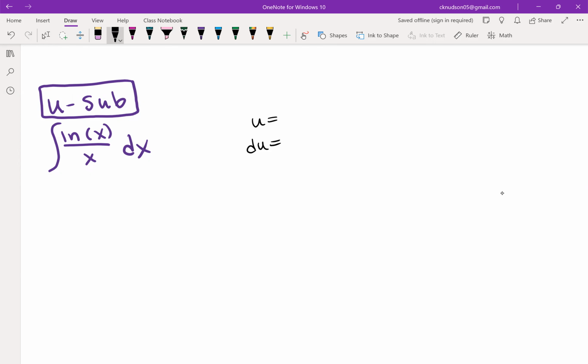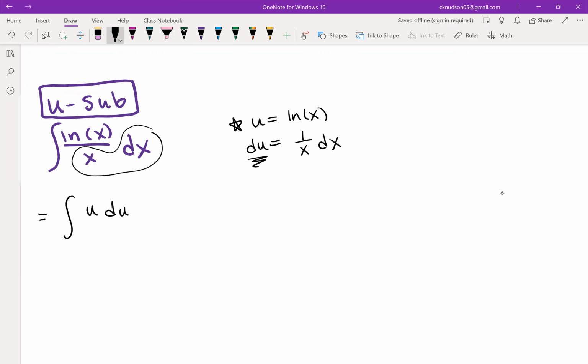So U-substitution is undoing the chain rule. So we need to find a convenient u, and we're going to try natural log of x. So du is then 1 over x dx. So this integral is equal to, now we're going to replace natural log of x with u, and then the 1 over x dx becomes du.